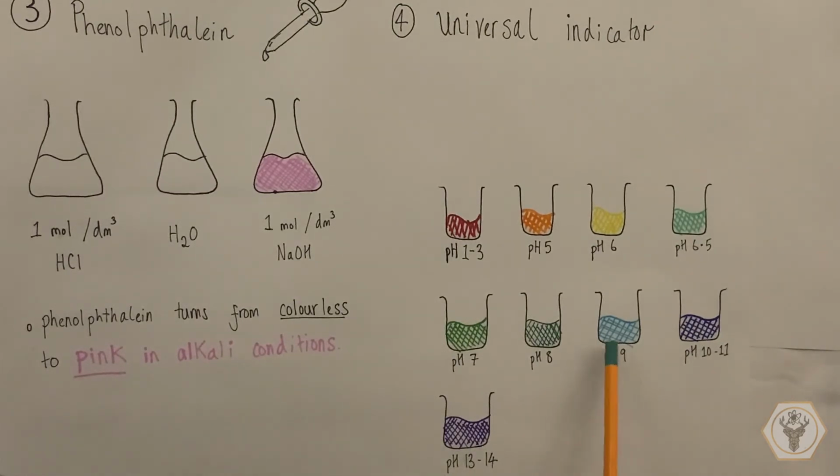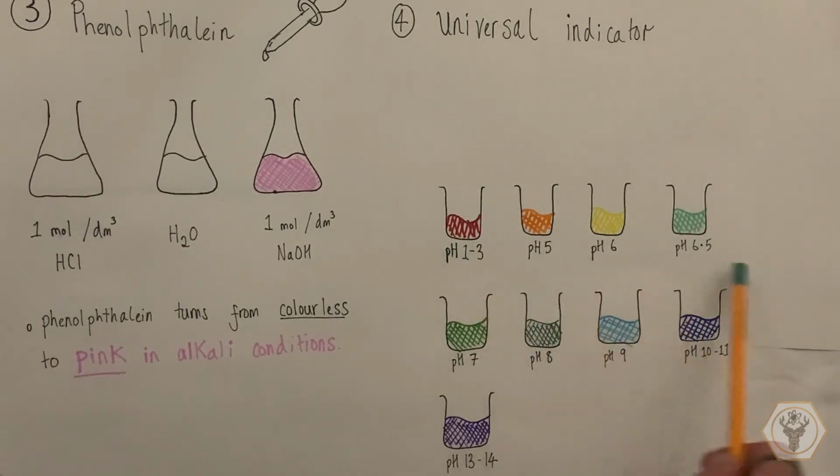And then varying degrees of light to dark blue would be pH 9 for the lighter blues, and deeper blues would be pH 10 or 11. And then highly alkali conditions, highly alkali situations, you get a purple colour, violet or purple colour in your universal indicator, which is an indication of pH 13 to 14.